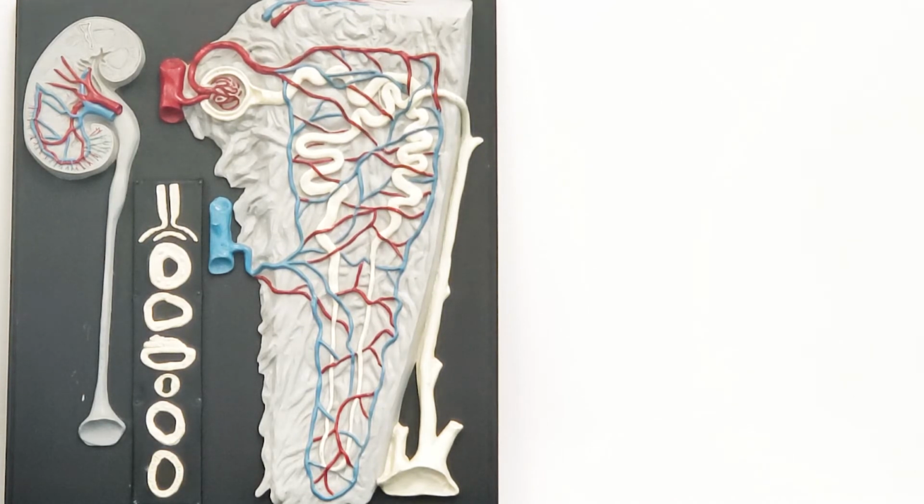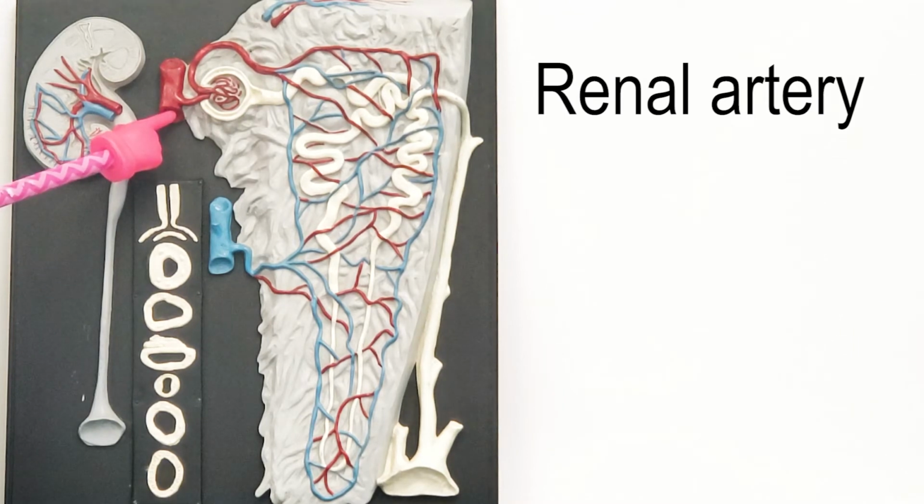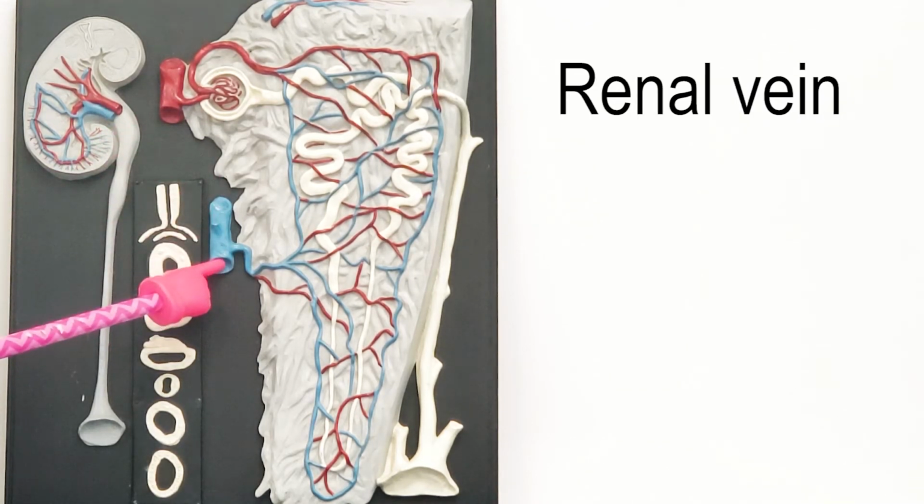Nephron anatomy. Renal artery. The renal artery branches off the abdominal aorta and is responsible for bringing waste-filled blood into the kidney for filtering. Renal vein. The renal vein removes the filtered blood into the inferior vena cava.